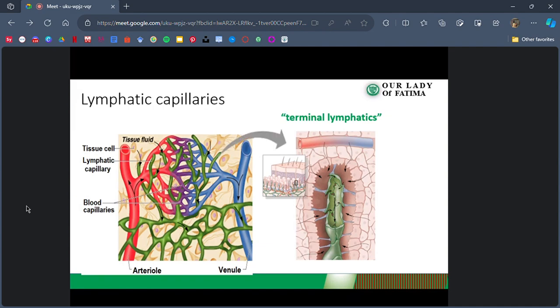of overlapping endothelial cells. The interior overlapping edges of the cells seem to act as valves, forming openings that are 5 to 6 times bigger than vein openings, through which fluid can enter. However, they immediately close to prevent outflow. They also contain anchoring filaments that connect them to surrounding tissues.